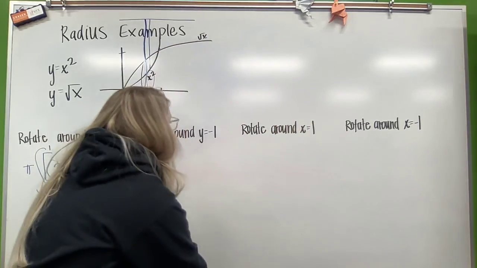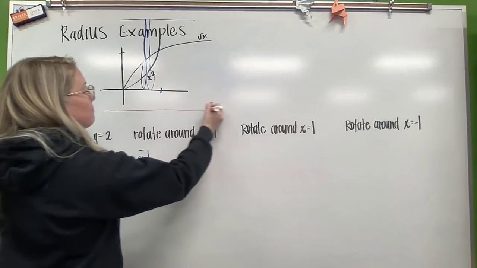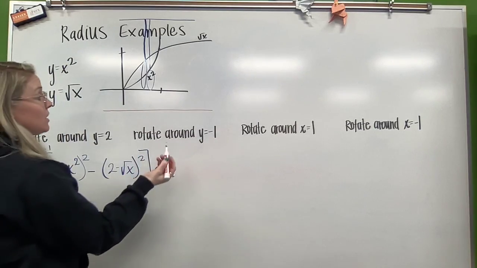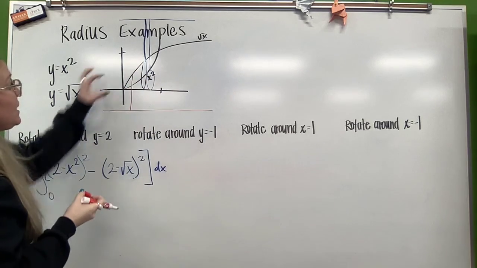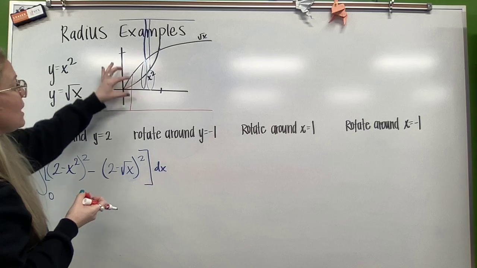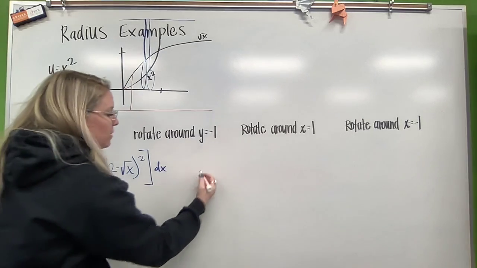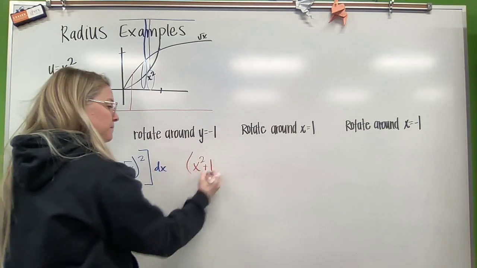Okay, so the next one is we're actually going to rotate around a line that's now below the x-axis. So what's happening here is my outside radius, my function x squared is here, and then I'm adding this distance of 1. So that outside radius is going to be x squared plus 1.